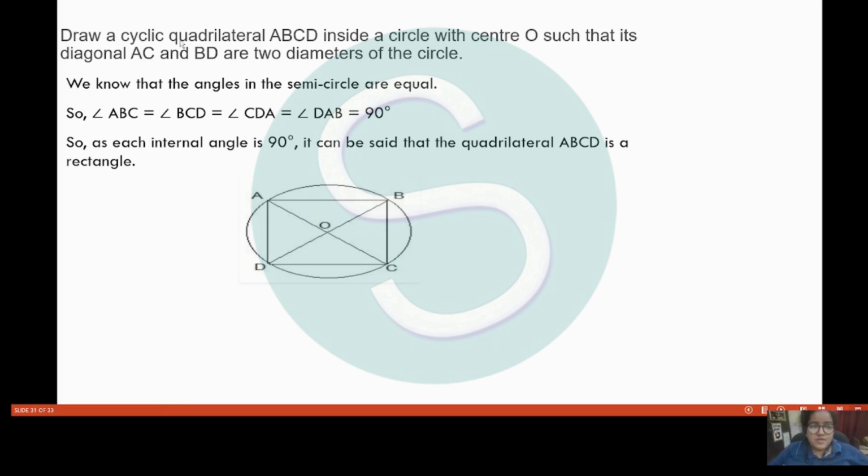Right. So firstly we have drawn a cyclic quadrilateral ABCD inside the circle with center O such that AC and BD are diameters of the circle. And also we know कि angles in a semicircle are 90 degree. So ABC, BCD, that is ABC, BCD and then DAB and CDA all are 90 degree because angle in a semicircle are 90 degree. So अगर ये सारे 90 degree है तो ये आपस में equal भी हो गए, 90 degree हो गए. So this implies that ABCD is a rectangle.